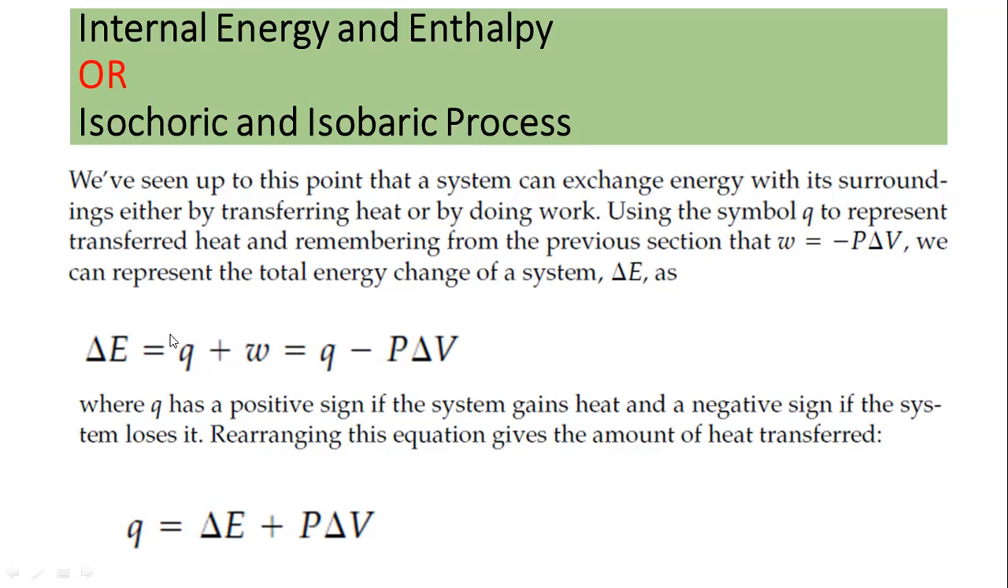Here Q is important because we are going to discuss the heat transfer at constant volume and at constant pressure, which are the isochoric and the isobaric processes. If you want to get the value of Q, you have to move the minus P delta V to the left side, where it becomes positive, so Q will be equal to delta E plus P delta V.